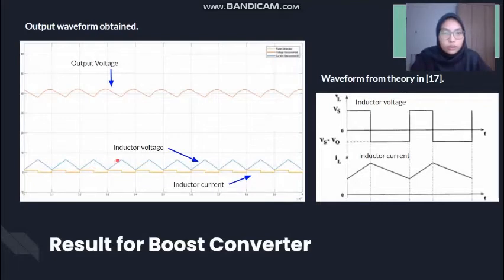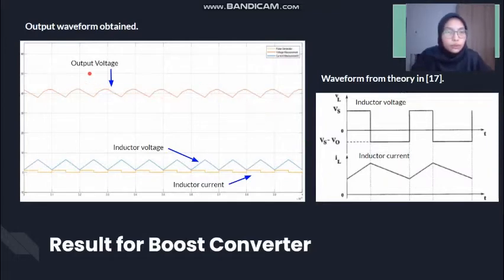As we can see here, the inductor voltage and inductor current that we obtained from the simulation are similar to the waveform that we refer to in theory in the Power Electronics Handbook written by Muhammad Rashid, and it also states in DC to DC Boost Converter Designed for Solar Electric System written by Asma Rashid Poniran and MS Fattah. So we can consider that this boost converter works properly.